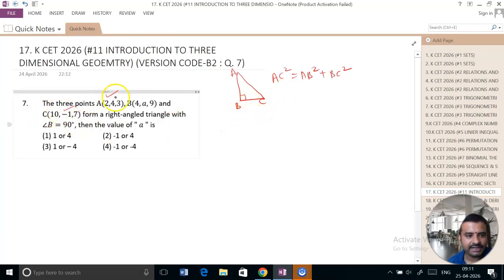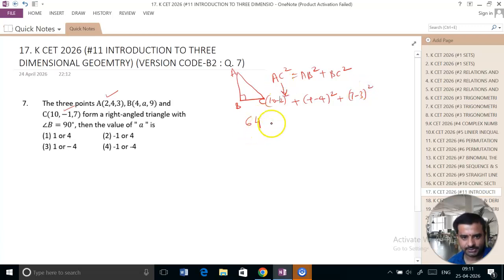If you're going to apply AC square, see here we have A and B. The time saving result is the distance formula here. 10 minus 2 whole square plus minus 1 minus 4 whole square plus 7 minus 3 whole square, and this refers to AC square. So it becomes 64 plus 25, because we have square it should be positive, and this is 16. So AC square will be this, and this will be 105.